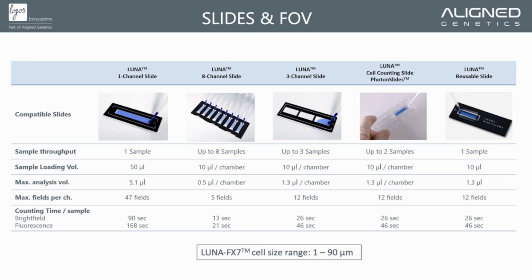And as I said, we offer a variety of cell counting slides capable of holding up to 8 samples. Most slides have a sample loading volume of 10 microliters per chamber, except for the one-channel slide. The one-channel slide has a volume of 50 microliters per chamber. It provides the highest analyte volume and field of views, FOVs, compared to others.